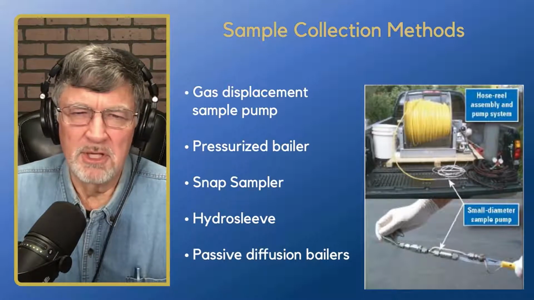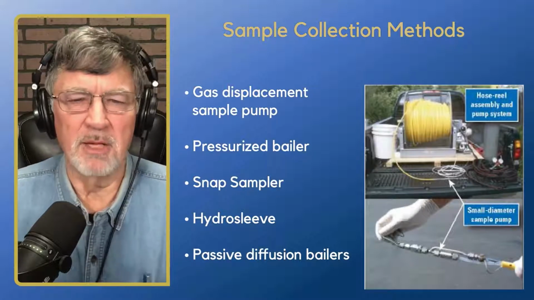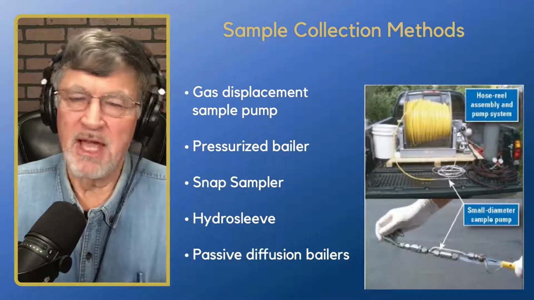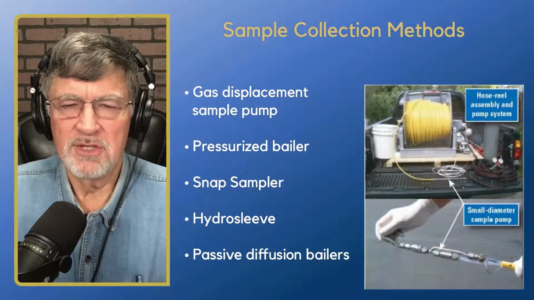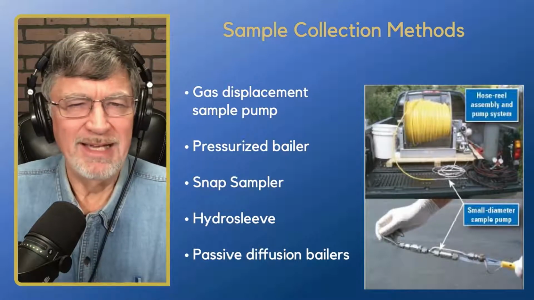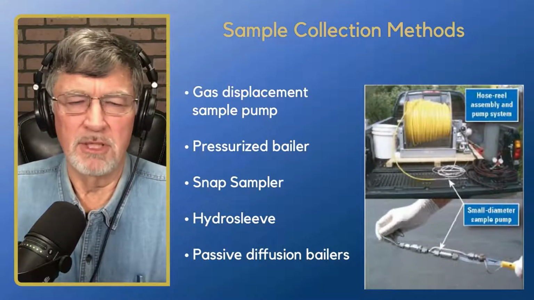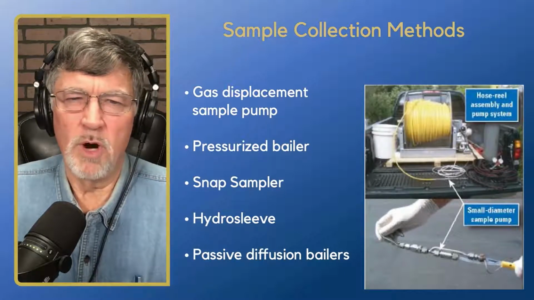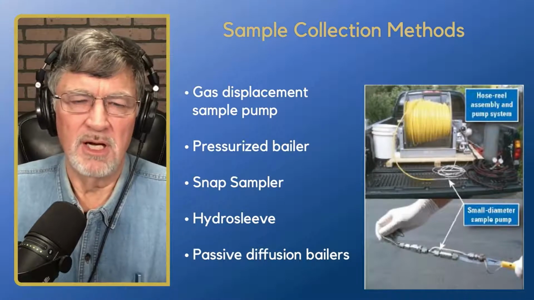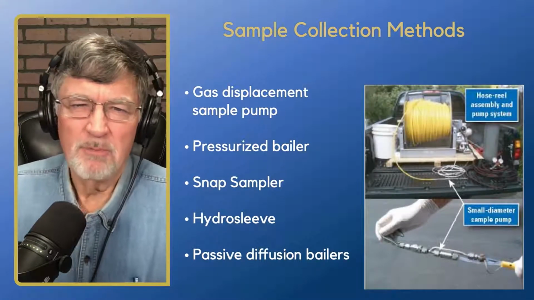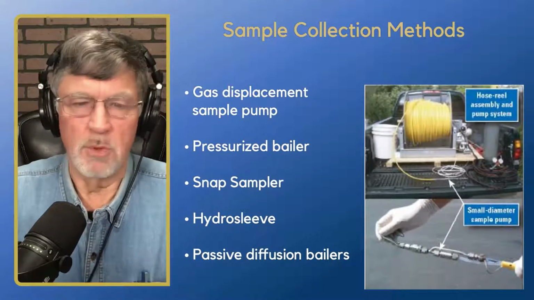We tend to probably use a pressurized baler. It tends to be a little quicker, even if you need to make multiple runs down there. But the gas displacement pump certainly is a viable alternative as well. The other ones, if you want limited quantities and you're looking at really environmental samples, then those are probably going to be okay. Otherwise, for general water quality and testing for test wells that are going to be used for drinking water purposes, probably the top two, the gas displacement pump and the pressurized baler, are what we're going to use.